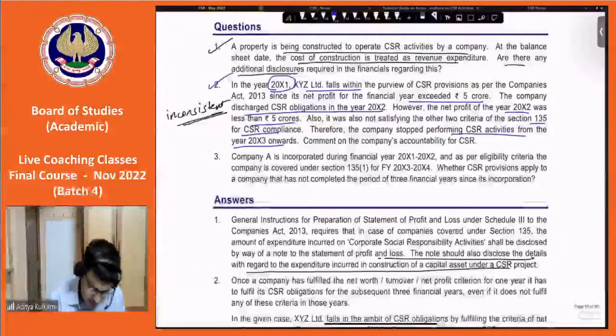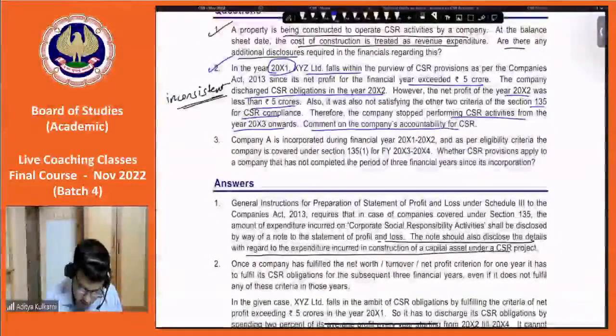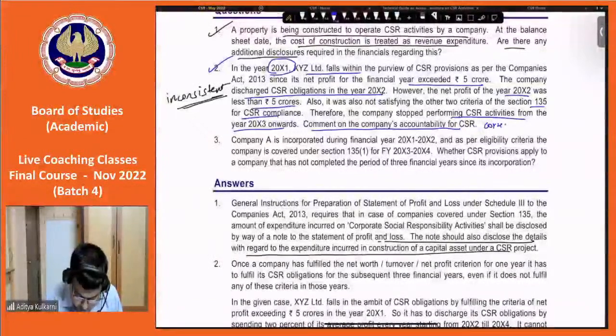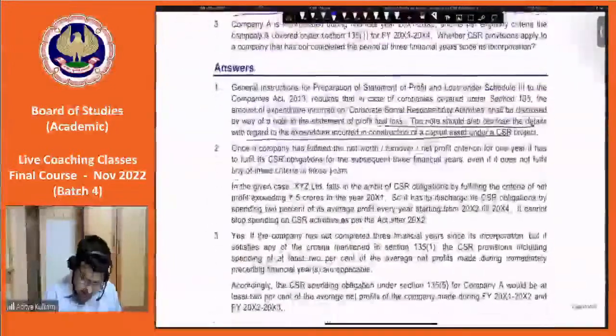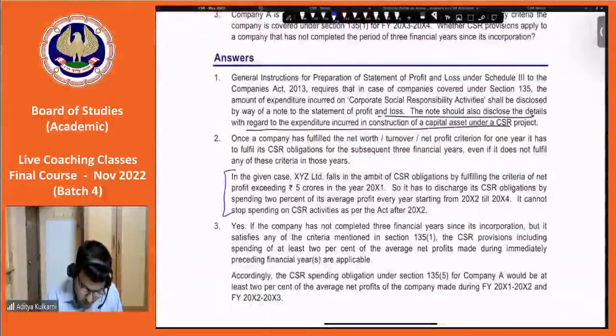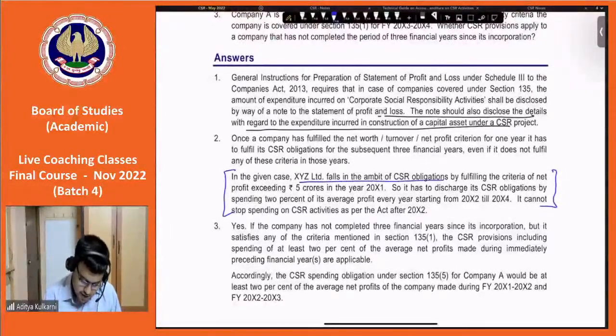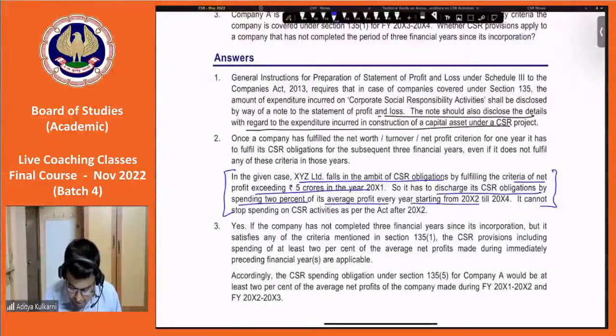So now the question is, comment on the company's accountability. The treatment is correct as per the amendment. But look at the answer which is given. XYZ falls in ambit of CSR by fulfilling criteria exceeding 5 crores. So discharge the CSR obligations by spending 2% every year starting from X2 till 20X4. This particular thing is inconsistent.